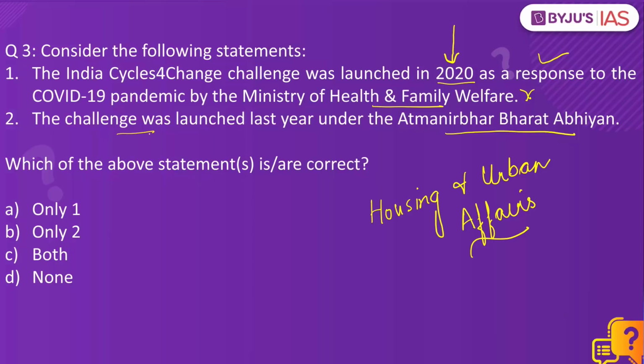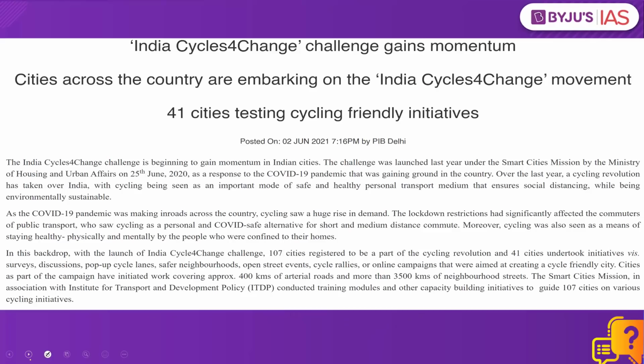And this challenge was launched not under the Atmanirbhar Bharat Abhiyan, but it was launched under Smart Cities Mission. So which of the above statements are correct? D. None of these statements are correct. What is the context? This is today's PIB news. India Cycles for Change challenge gains momentum.